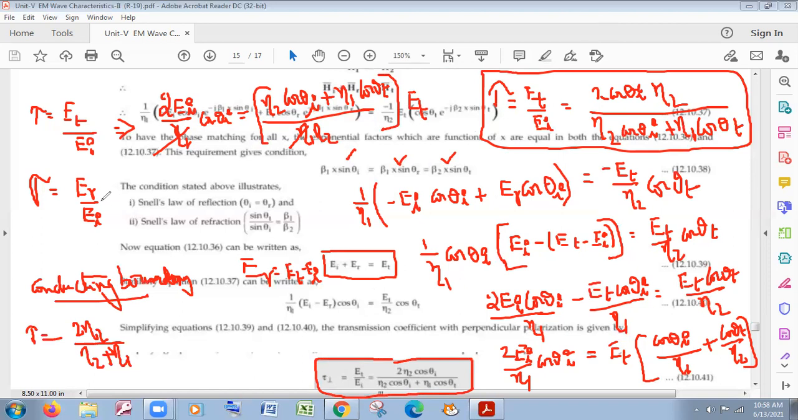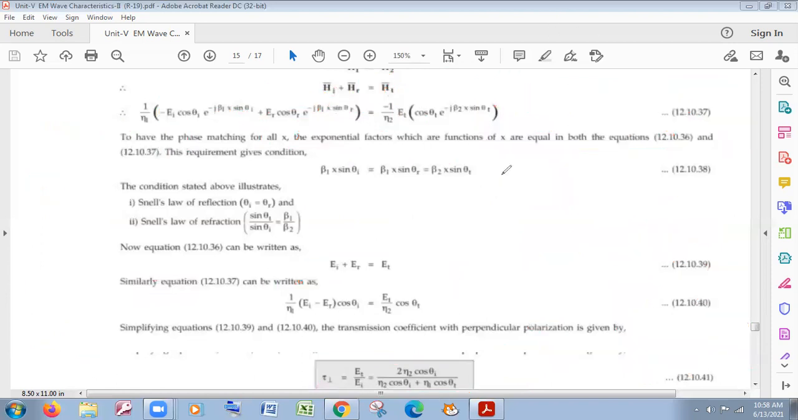Reflection coefficient ER by EI means in this expression, eliminate the ET by substituting EI plus ER for ET. Now to find the reflection coefficient, I'm using the same equation here. 1 by eta 1, we got this expression from eliminating the exponential terms. Eta 1, EI minus ER, cos theta I is equal to ET by eta 2, cos theta t.